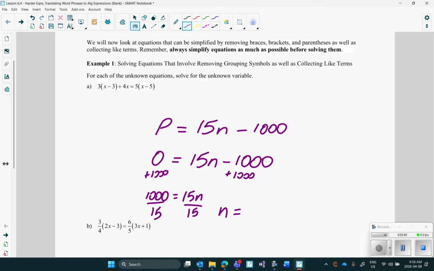Okay, so if we round it, it'd be about 66.7. We rounded it. Okay. Well, obviously, you can't sell part of an ice cream. You've got to sell one or none. So if you sold 66.7, you'd make exactly zero. So how many would you have to sell to start making a profit? 67, right? So that's how you can use an equation in a business.